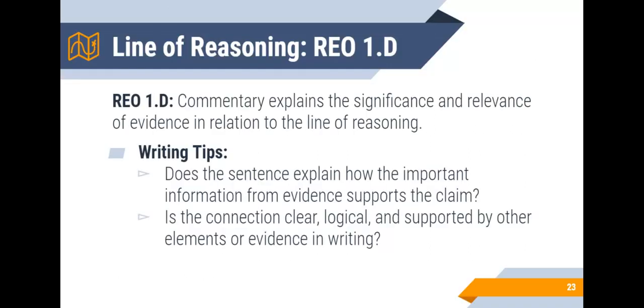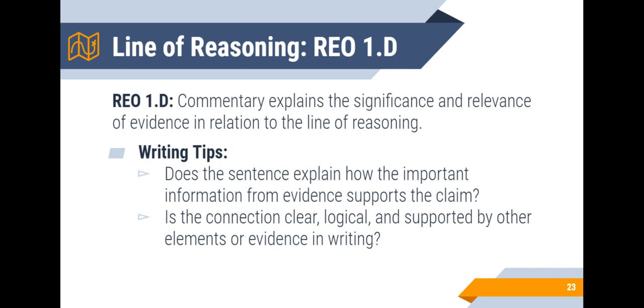But let's go back to 1D. What does this look like? What are some tips to be able to provide commentary that explains the significance and relevance of evidence in relation to the line of reasoning? So, 2 writing tips. First, does the sentence explain how the important information from the evidence supports the claim? The sentence being a sentence that follows evidence, that follows commentary. There is some point there where you've intentionally set aside writing time to bridge the gap between evidence, explanation, and overall claim, that you are making that connection clear for your reader.